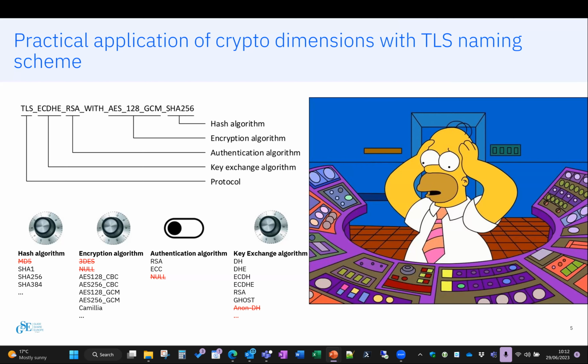Second, there are some algorithms known for being insecure or having vulnerabilities. So this is also a thing that you should know before selecting a cipher suite. So this looks complex, okay?